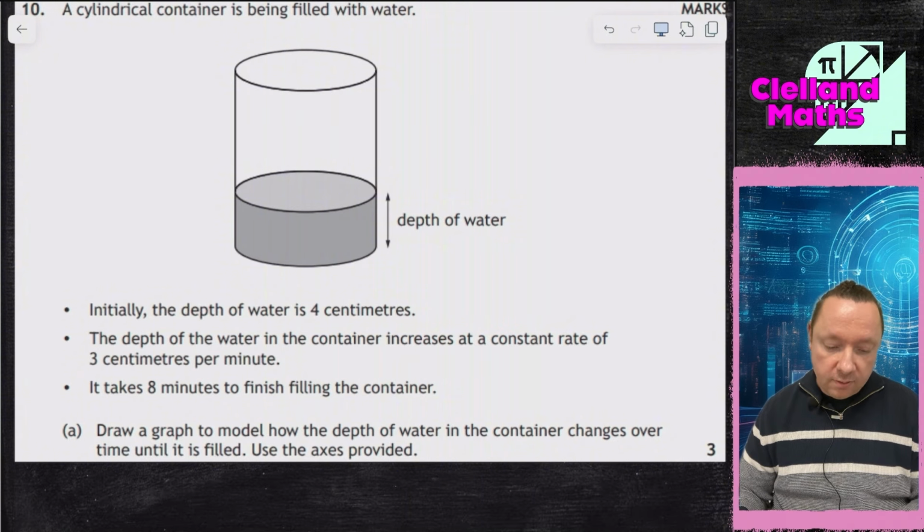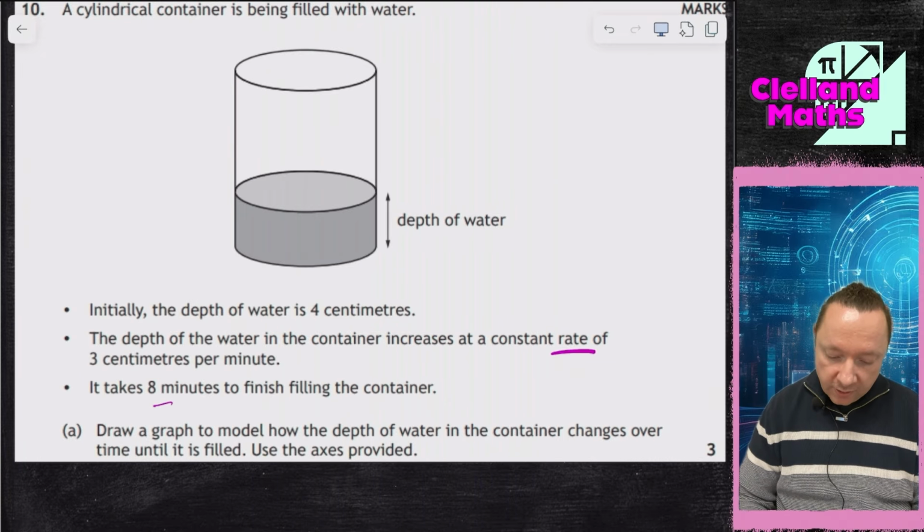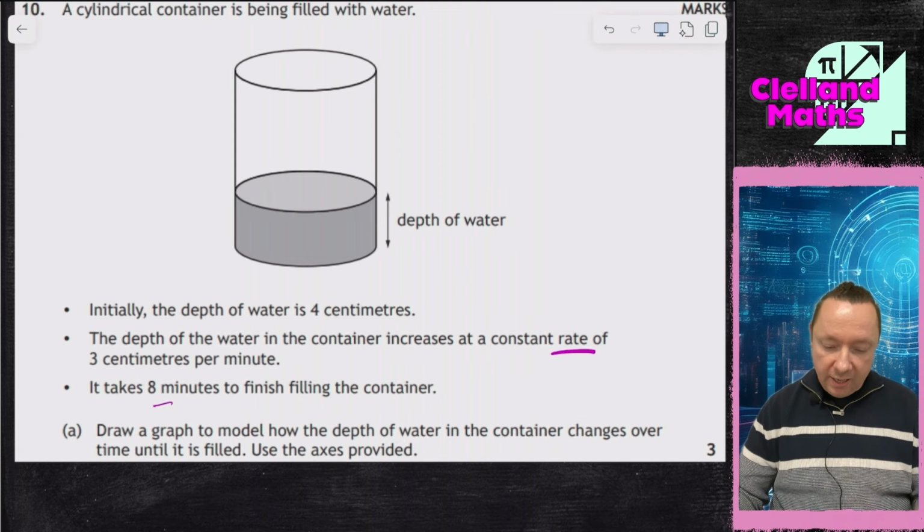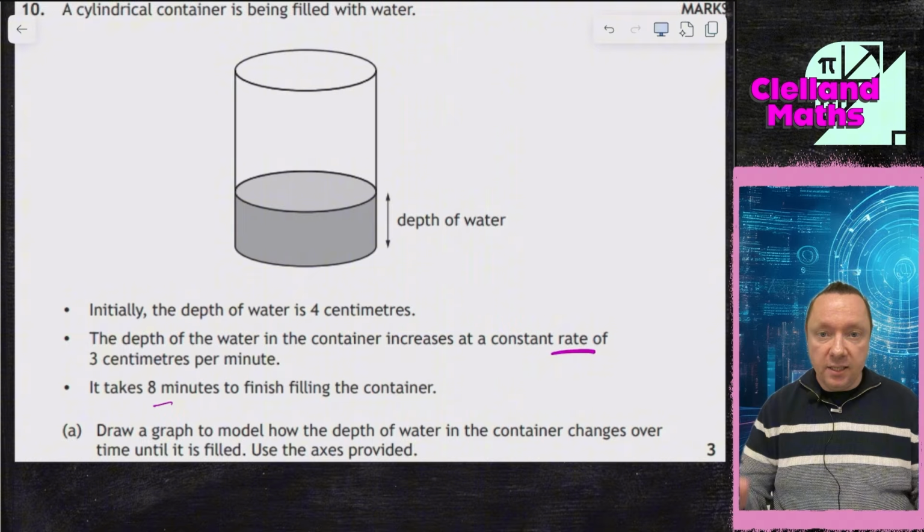A cylindrical container has been filled with water. Initially, the depth of water is 4. The depth of water in the container increases at a constant rate of 3 centimeters per minute. It takes 8 minutes to finish filling the container. Draw a graph to model this. Well, it's just going to be a linear model because the depth increases at a constant rate over time.